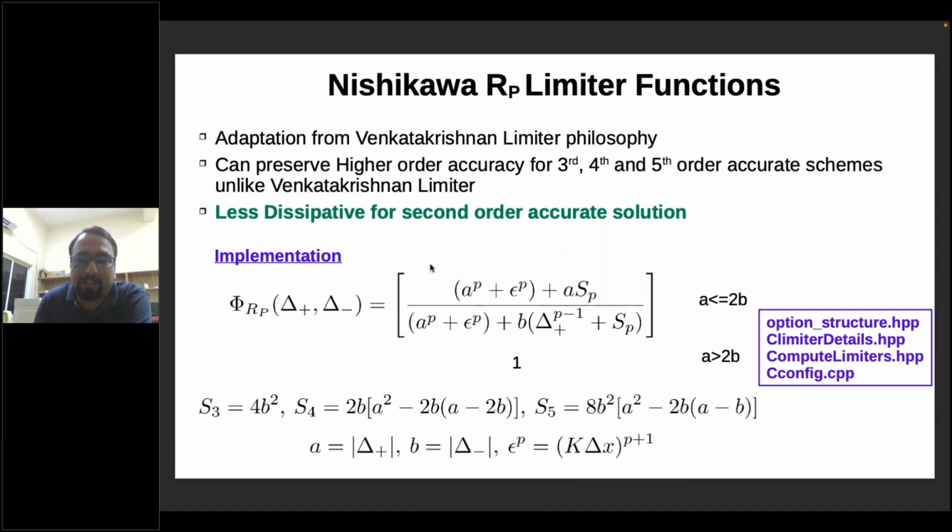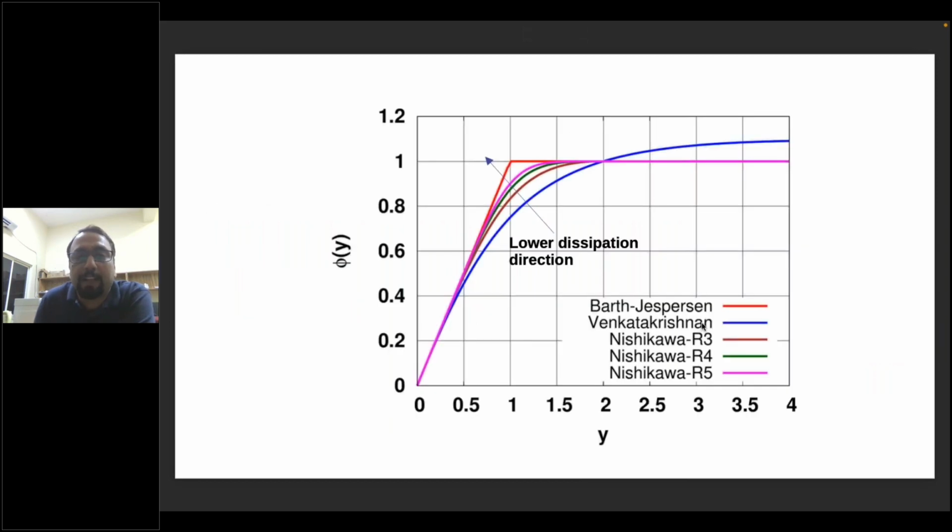Again, it's a generic form similar to what Venkatakrishnan defined. And you need to change a few files, 4 or 5 files, to implement and get going with this. I have listed them on the right hand side. So this is the phi function. Quickly, I will say this is the lower dissipation direction.